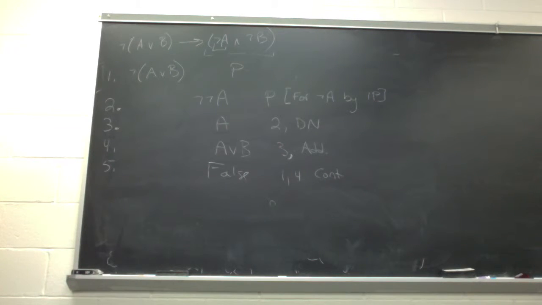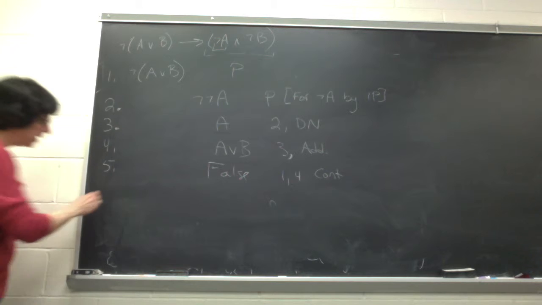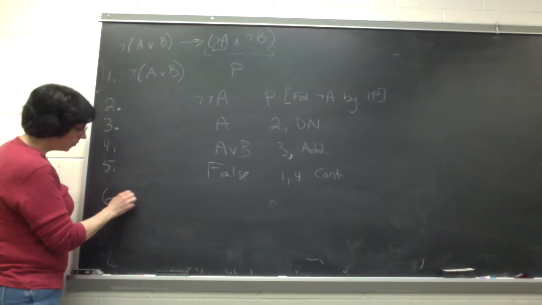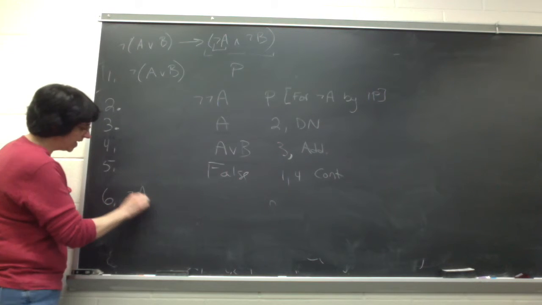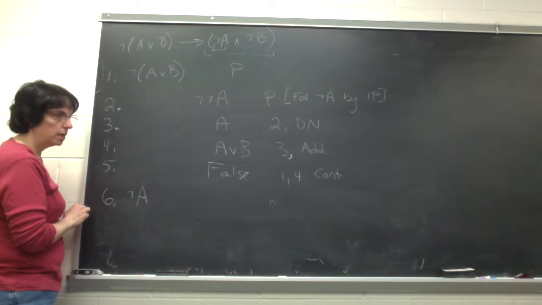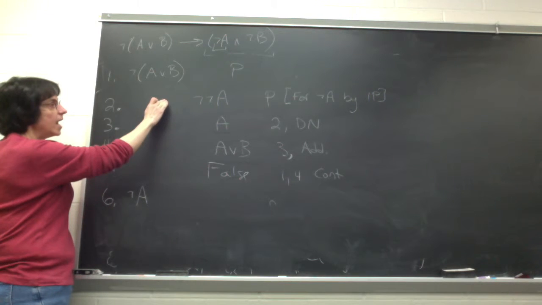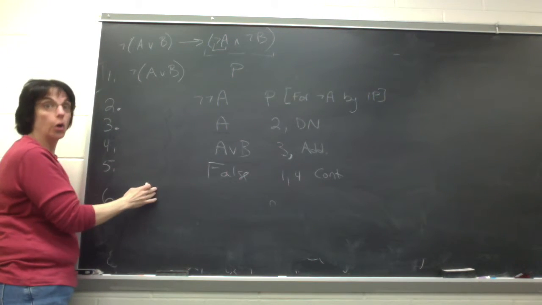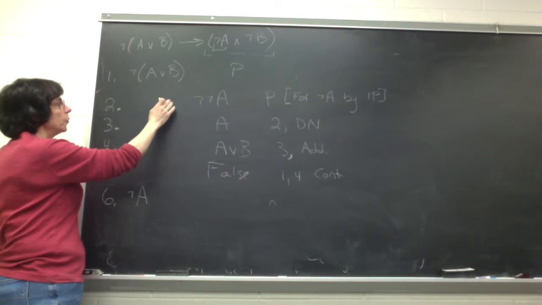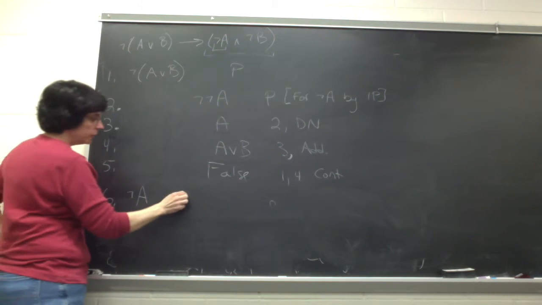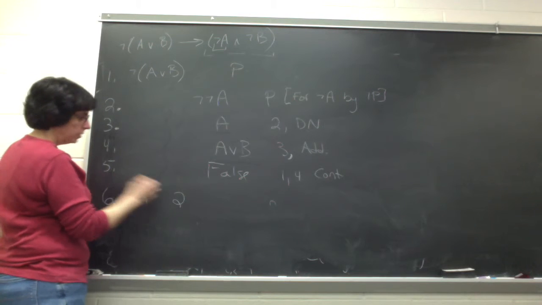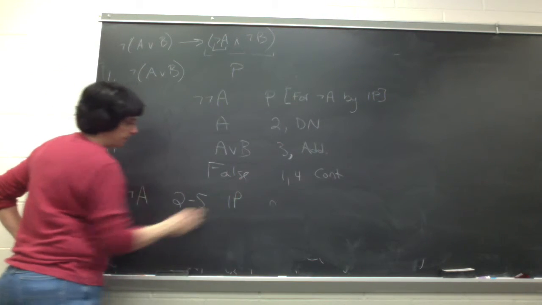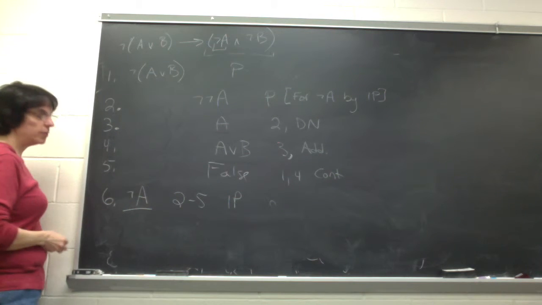Okay. So since we have that, I can outdent and say, therefore I proved not A, right? Now we've got to take this stuff out of scope. So I can't use lines 2 to 5 anymore, and that's by IP. So now we know not A, but we still have to get not B.